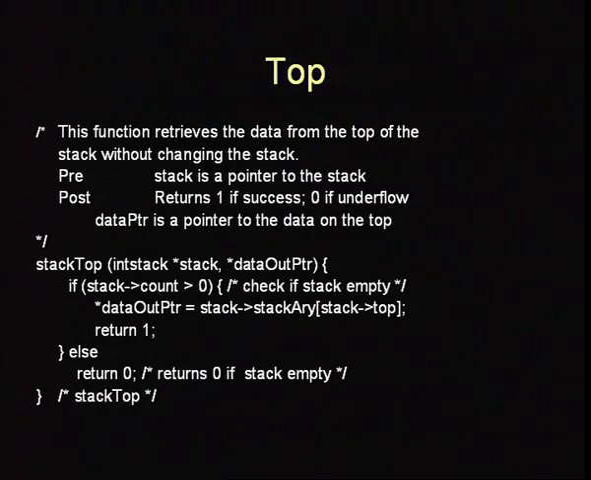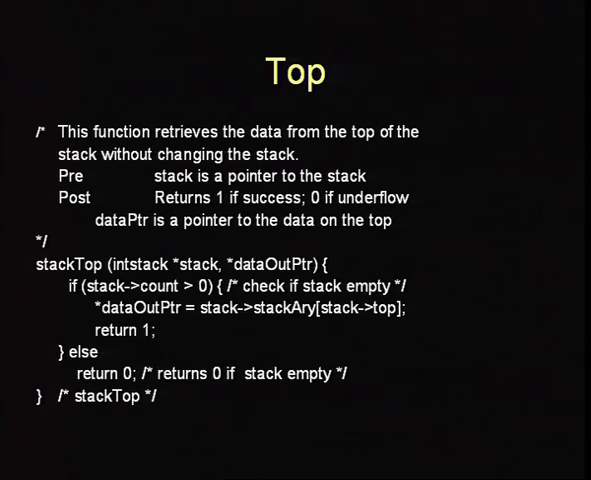This is the top operation. This function retrieves the data from the top of the stack without changing the stack. So again, as we already saw, the precondition is that stack is a pointer to the stack, and the postcondition returns 1 if success, 0 if underflow. So here you have the stack again, and this is the output pointer as we did in the pop operation.